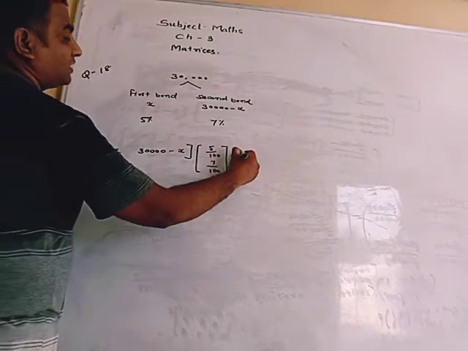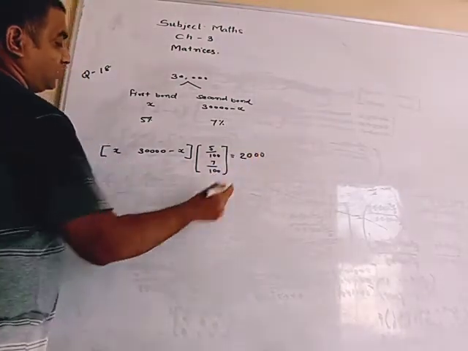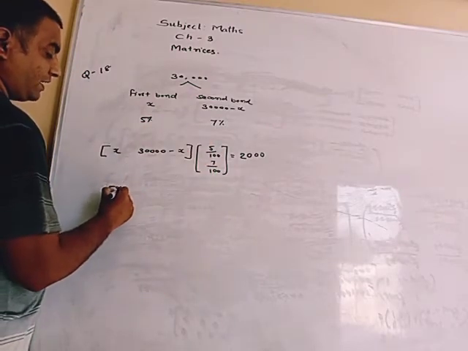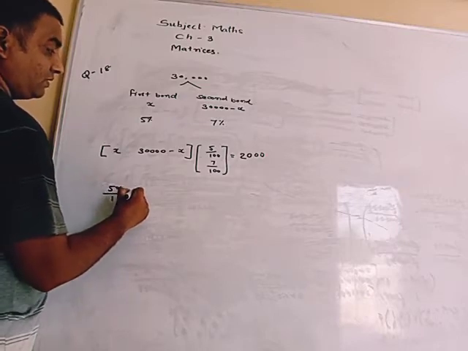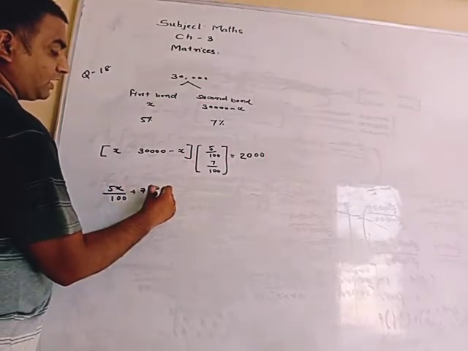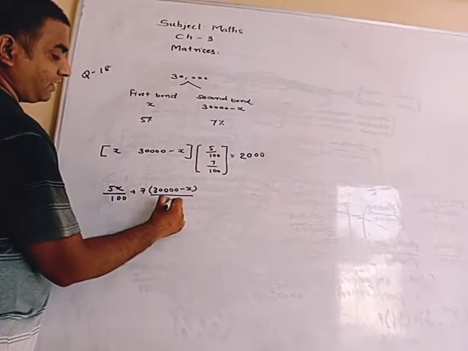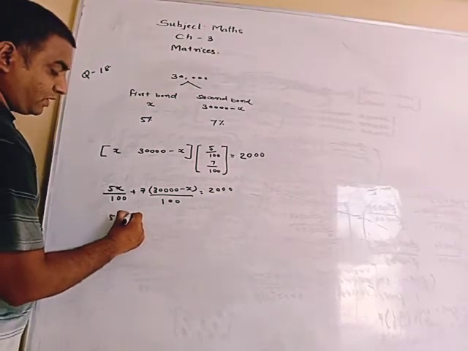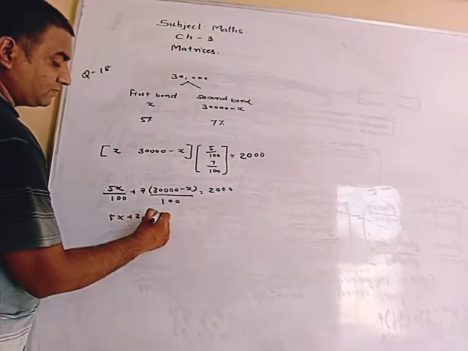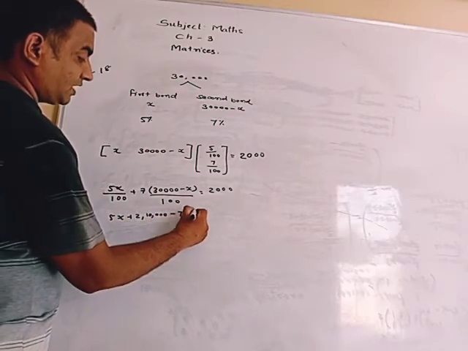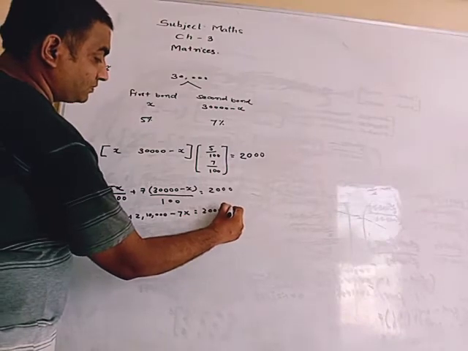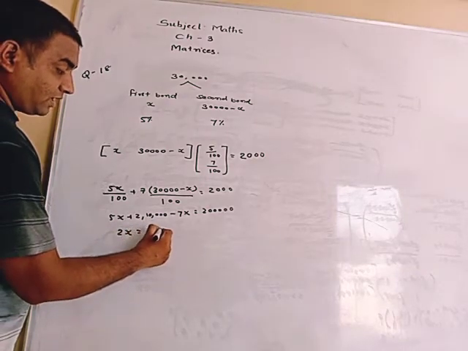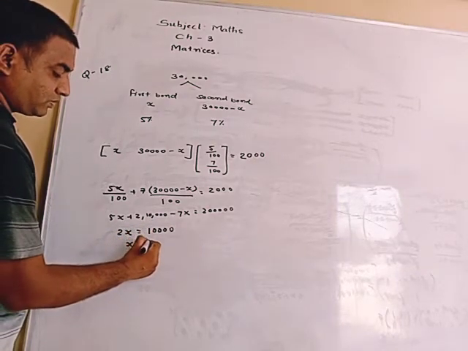Now the second part: we want interest of 2,000 instead of 1,800. So again the same matrix multiplication equals 2,000. So 5x by 100 plus 7 into 30,000 minus x by 100 equals 2,000. Now 5x plus 2,10,000 minus 7x equals 2 lakh, and so 2x equals 10,000, so x equals 5,000.